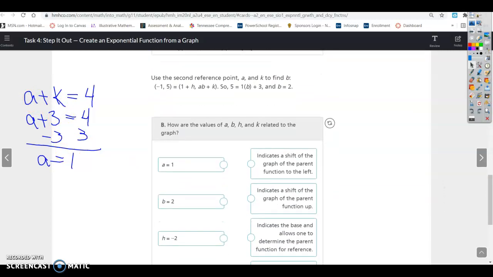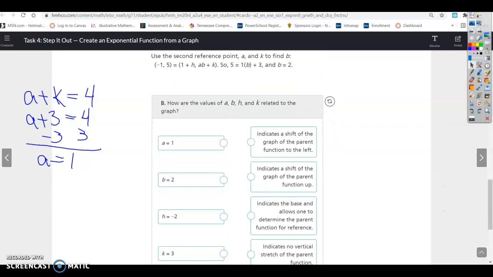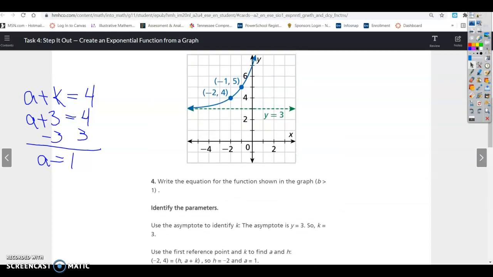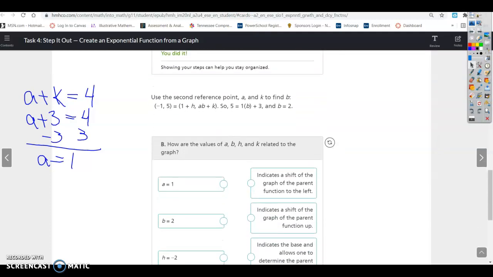It says use the second reference point, a and k, to find b. So the point (-1, 5) is the second reference point. 5 equals 1 times b to the power, plus 3. If I subtract 3 from 5, I get 2. Divide by 1, it's still 2. So b is 2.